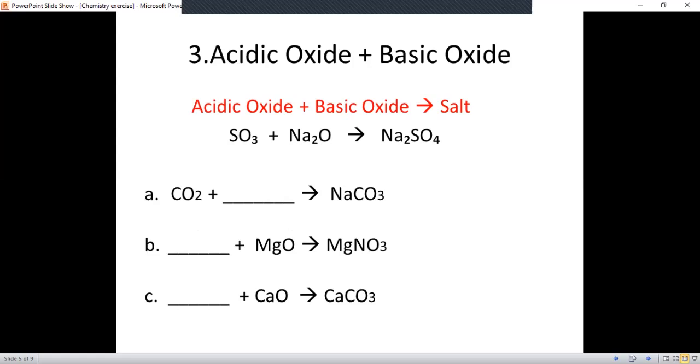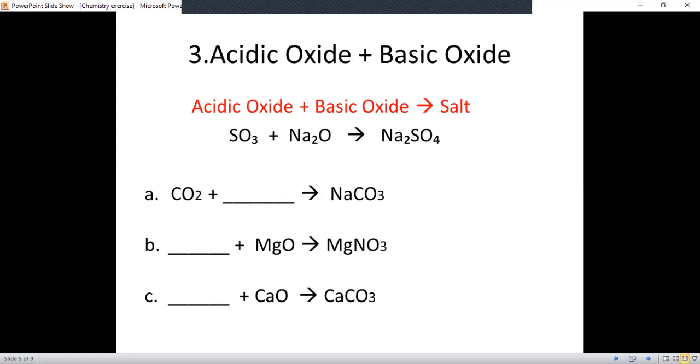The 3 is acidic oxide plus basic oxide, so an acidic oxide and a basic oxide reacting together will give salt. Only salt. This is the reaction in a salt formation that will give only salt. Okay, keep in mind that. So in this case, we have sulfur trioxide plus sodium oxide, and we'll give sodium sulfate.